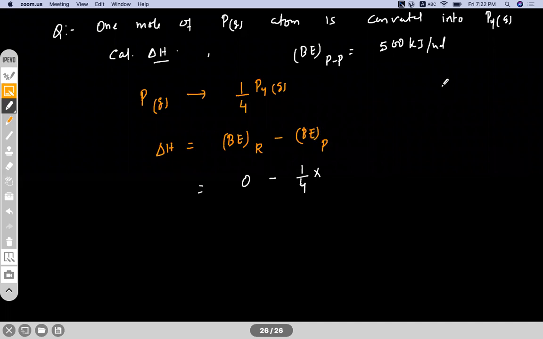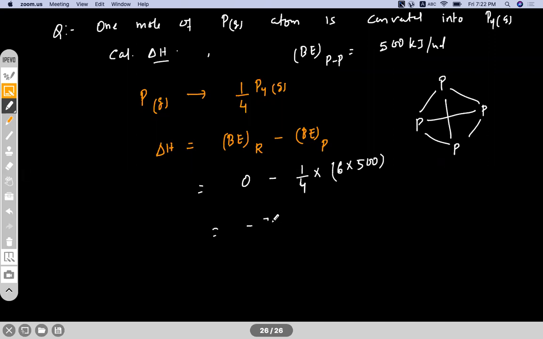What is the bond energy? P4 molecule, you see, it is a P4 molecule. You should know the structure. This is the P4 molecule. 1, 2, 3, 4, 5, 6 bonds we have. So 6 into 500, which is minus 750 kilojoule.